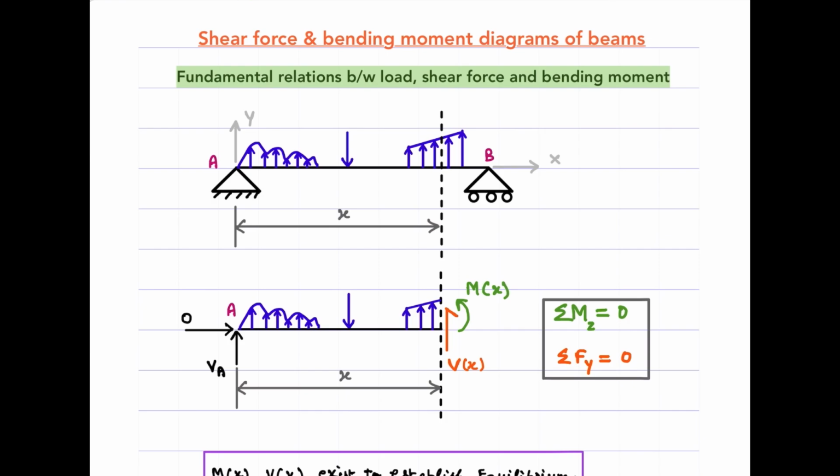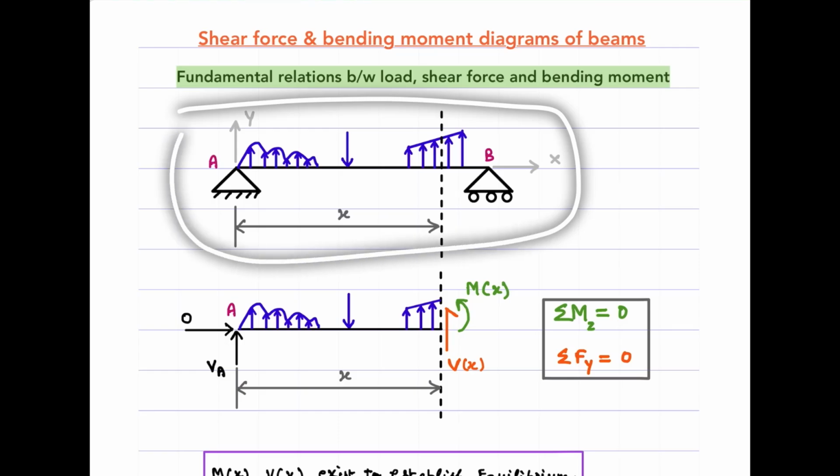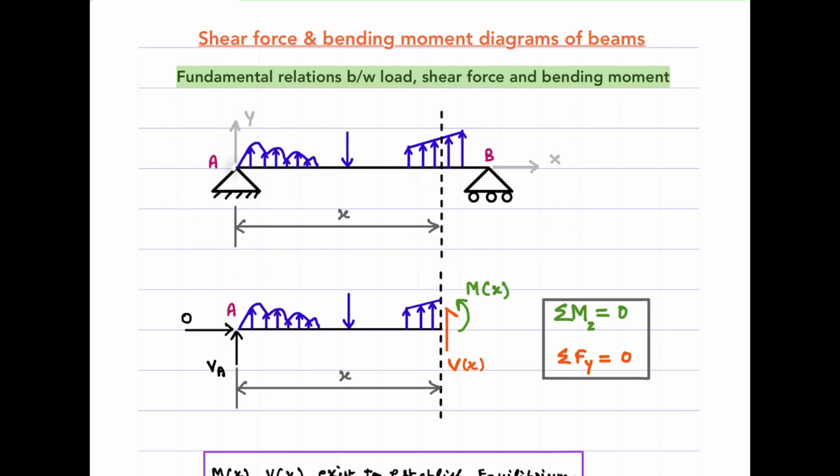Hi, welcome to this new video on constructing shear force and bending diagrams of beams, wherein we will derive the fundamental relationship between load, shear force, and bending diagram. To understand this, we are considering the beam, such as the one we see here, AB, with certain loads acting on it. Our x-axis is fixed here at the left end of the beam.